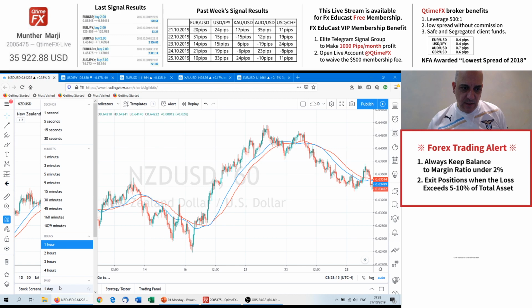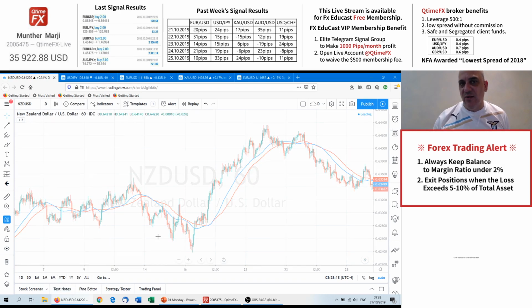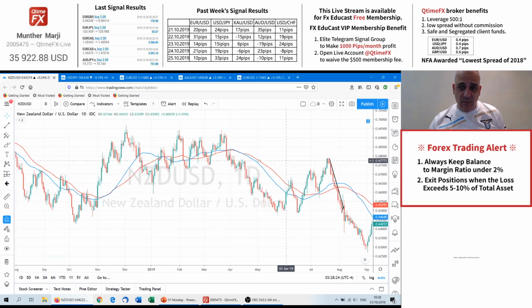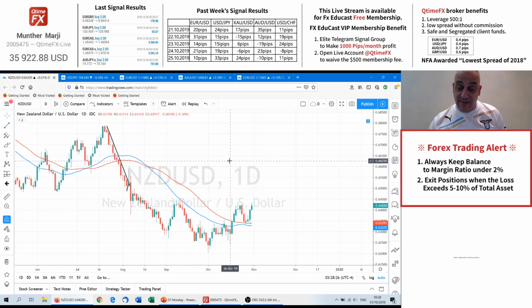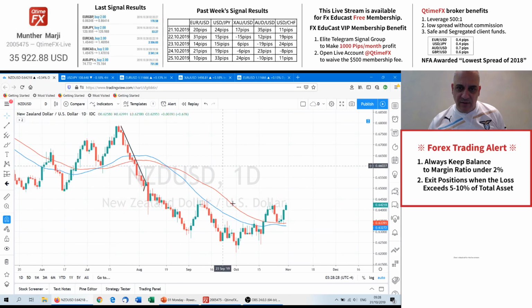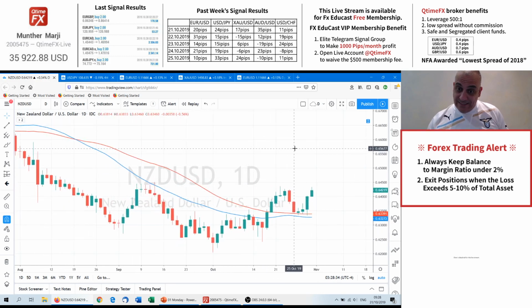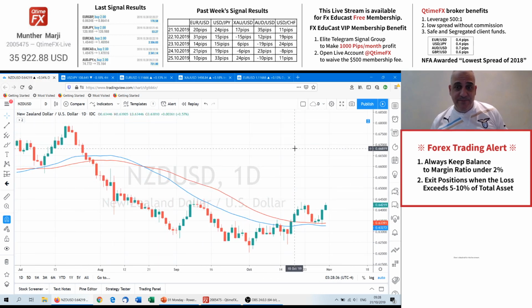As usual, my advice to you guys is to start with the daily chart. Look for a candle or a bar that can tell you where the market is going. Well, this is good. This is very good.